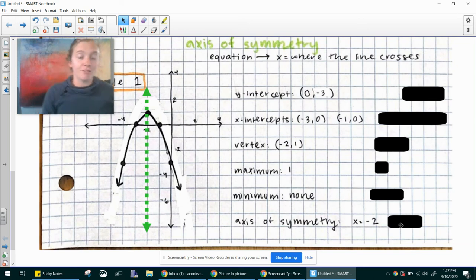There's a lot of new vocabulary in this lesson. We learned the word parabola, we learned the word vertex, maximum, minimum, axis of symmetry, quadratic formula, and we're going to get a bunch of practice in with all of this. But for right now, we need to be able to identify all the parts of a quadratic graph.